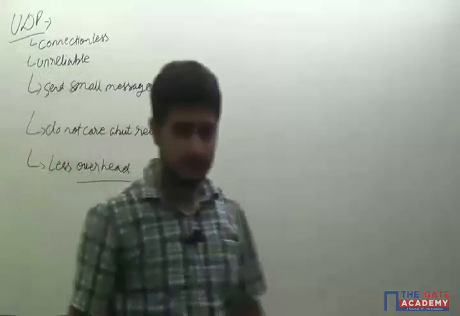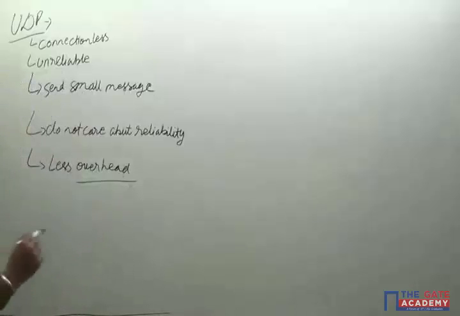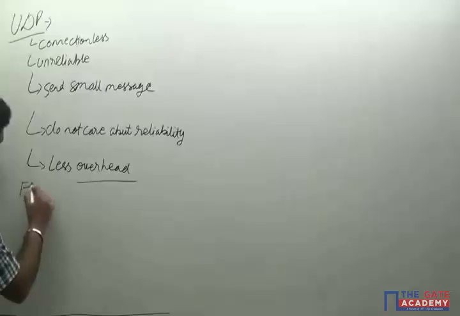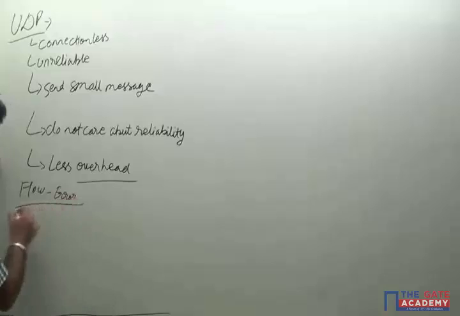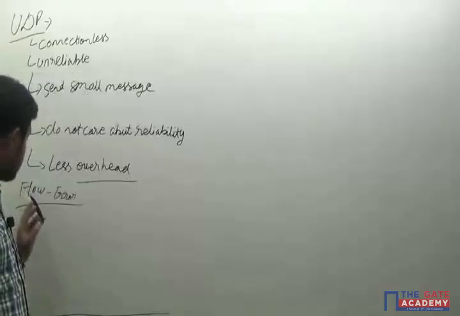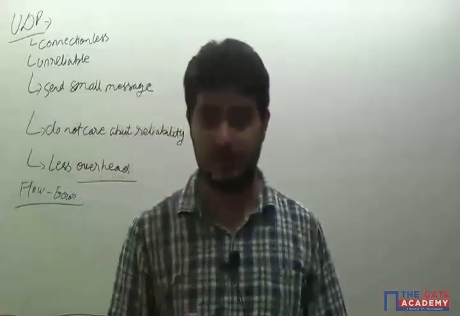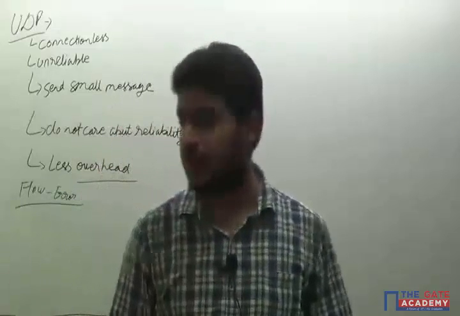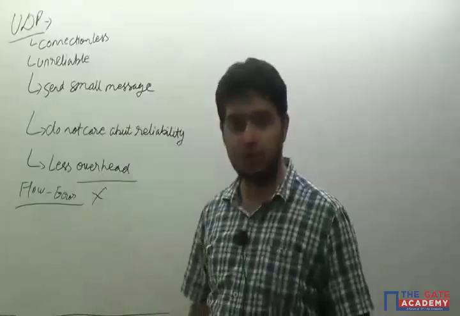Why less overhead? As you know, the OSI model says that the transport layer provides flow control and error control. These things are not provided by UDP. So why less overhead? Because there is no flow control and no error control provided by UDP. UDP does very little error checking only. So this is removed from UDP.